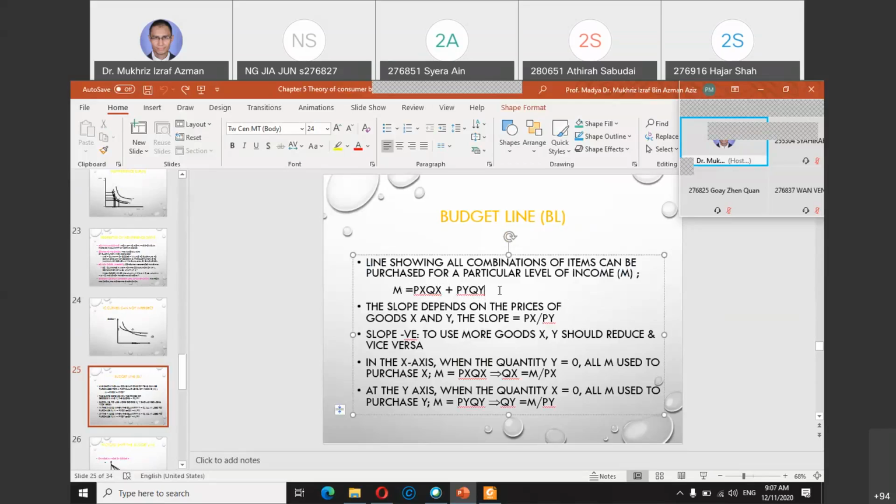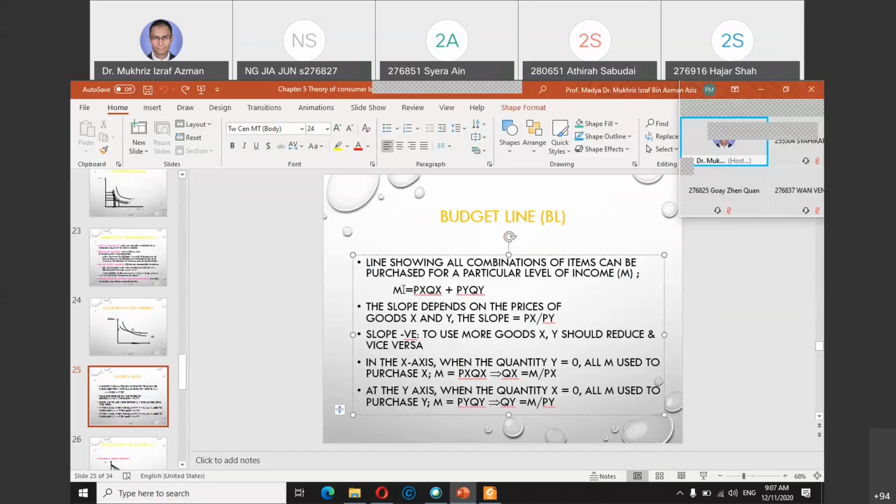For example, if you want to buy 10 units of X and 10 units of Y, and the price of good X, let's say, is $1, the price of Y, let's say, is $2. So 10 times 1 is 10 ringgit. 10 times 2 is 20 ringgit. So 10 plus 20, you get 30 ringgit. So 30 ringgit should be equal to your income.